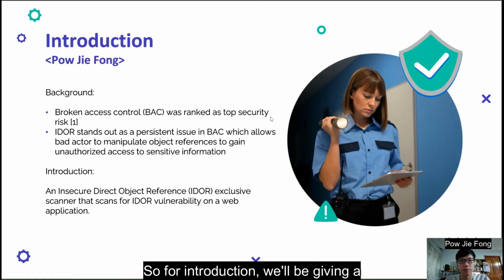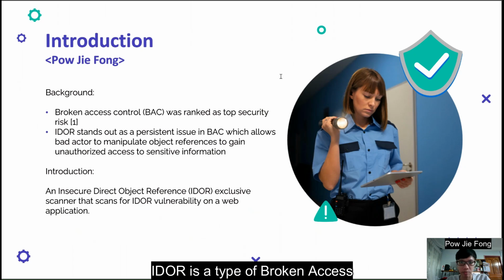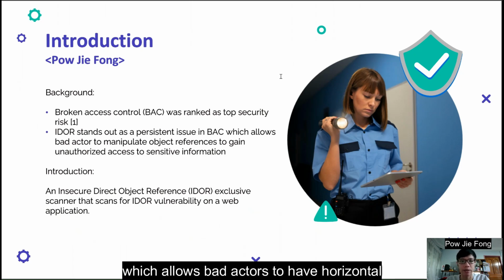So for the introduction, we'll be giving a bit of background. What is IDOR? IDOR is a type of broken access control which was ranked as the top security risk in the OWASP Top 10. It also stands out as a persistent issue in the broken access control category, which allows a bad actor to have horizontal or vertical privilege escalation. Our project is to implement an exclusive scanner specifically for IDOR on a web application.